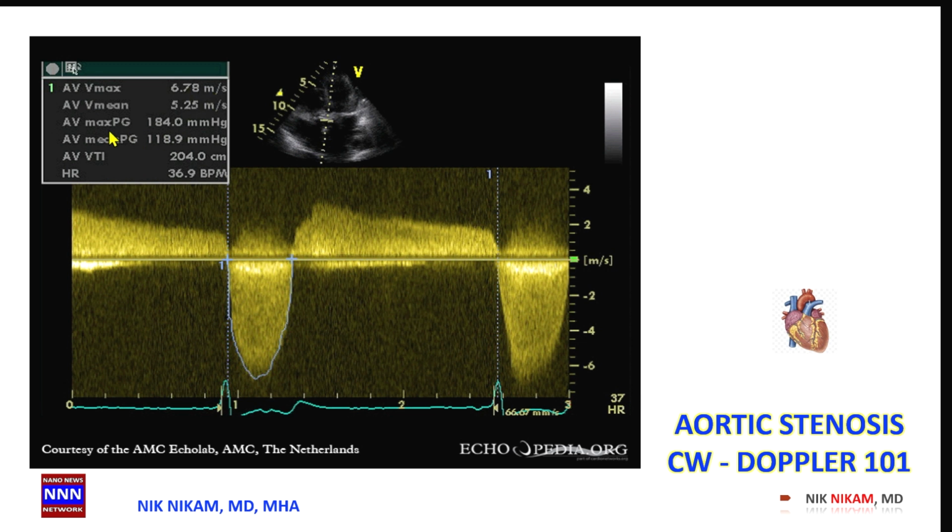So the maximum gradient is 184 millimeters of mercury across the aortic valve and a mean gradient of almost 120 millimeters of mercury. And look at the heart rate at 36.